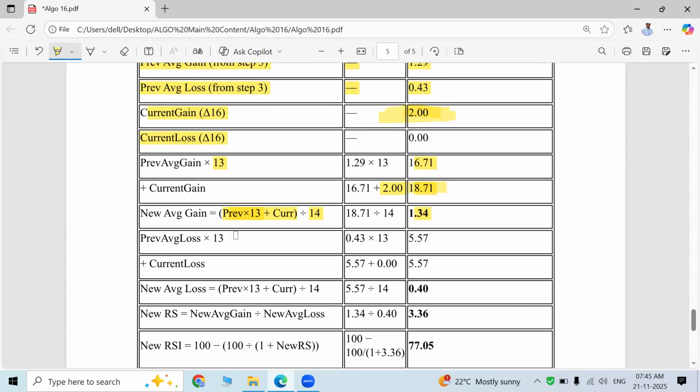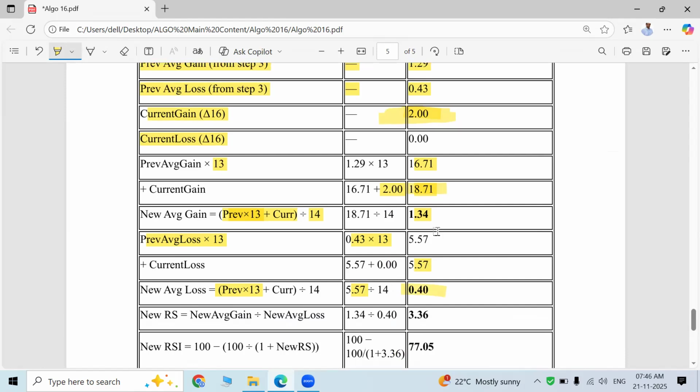Similarly, we need to do the same process for average loss also. Again, multiply by 13. The previous loss multiply by 13. Next is current loss is 0, so nothing will be added over here. So the new average loss will be 13 into previous plus current, that is 5.73 divided by 14, 0.4. So previously it was 0.43.